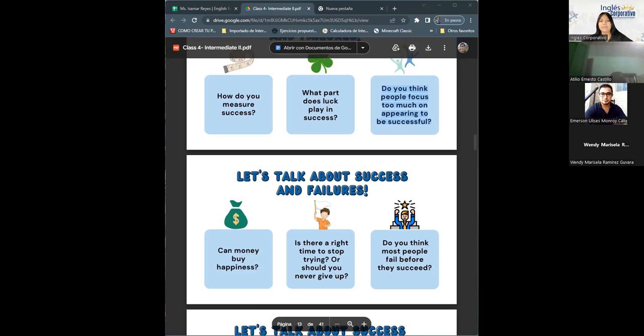Well, I think the money is relative. So, yes, it is true that you can buy a lot of things. But the happiness also comes from growing as a person. Okay. So you think that in this case it's relative. It's not like yes or no. It can be in the middle.